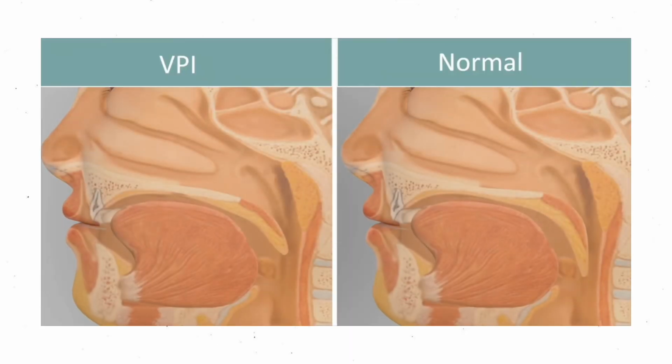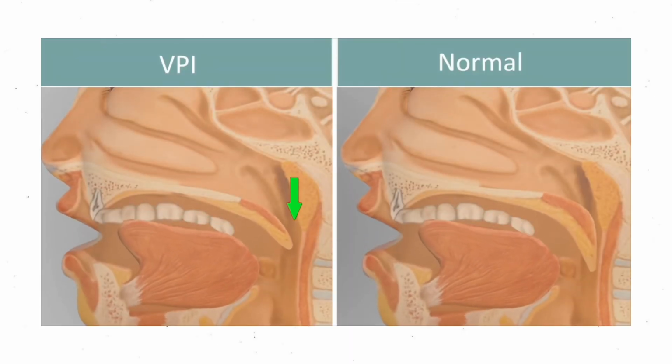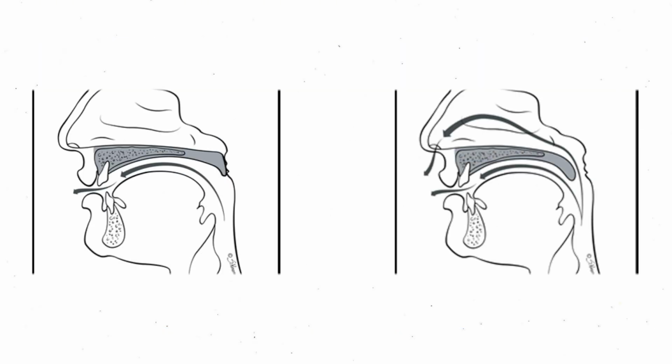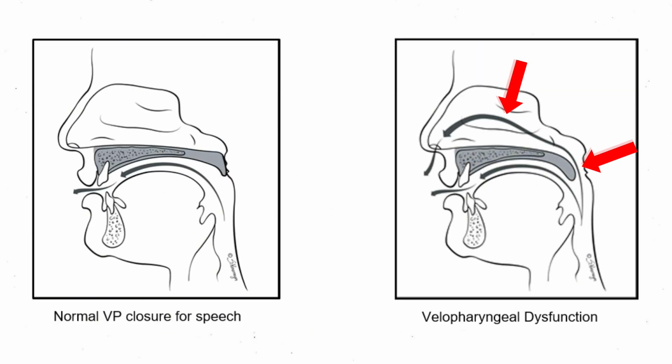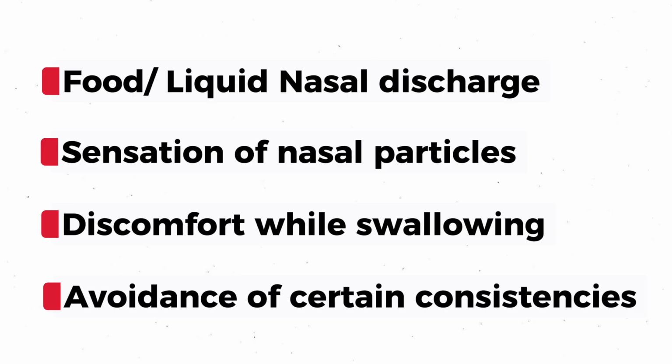This happens when the soft palate does not elevate and close off the nasal cavity effectively during the swallow. If that seal is incomplete, food and/or liquid can move upward into the nasal cavity. Symptoms that you may see are food or liquid coming out of the nose, a sensation of liquid moving upward, discomfort while swallowing, and sometimes avoidance of certain consistencies because they are harder to control.